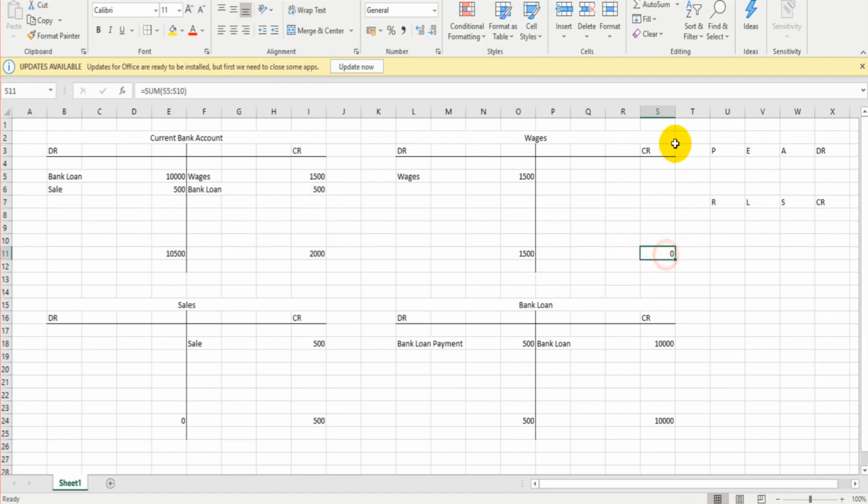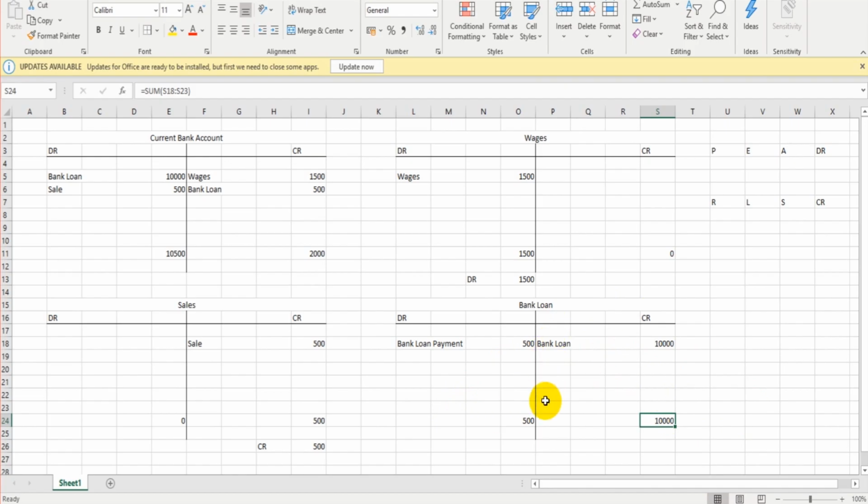Now when there's a 0 total on one side, it's easy to calculate the balance of that account. Simply with wages, we have 1,500 debit and 0 credit. So the balance on this account is debit 1,500. On the sales, we have 0 on the debit side, 500 on the credit. So the total is simply 500 credit. With the bank loan, we have transactions on both sides. We have 500 debit and 10,000 credit.